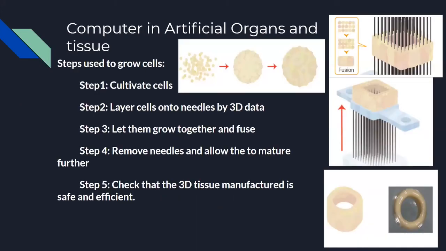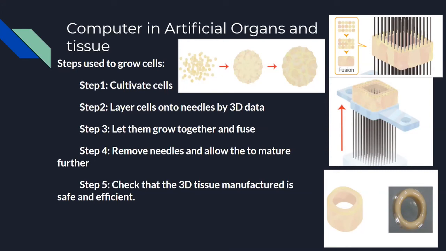So the process involved, the steps involved in this method is: one, the cultivating of cells. They extract cells and stem cells in you, and they allow them to grow and mature in order to be used by the 3D printing machine, which is basically step one is this picture right here. Step two is to layer them onto needles by the 3D data in the machine. So they know exactly, if they're creating a structure, they know exactly where to place certain cells.